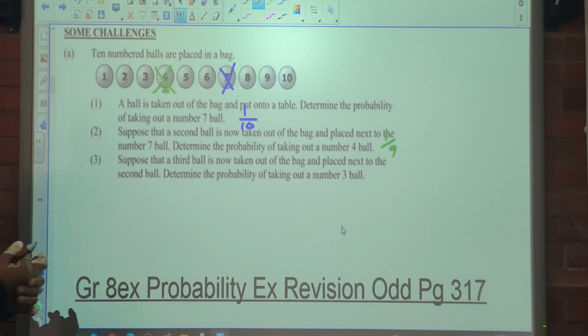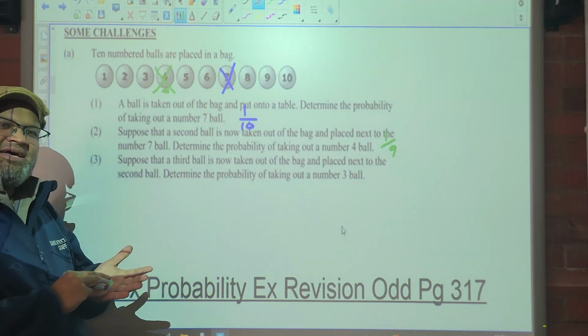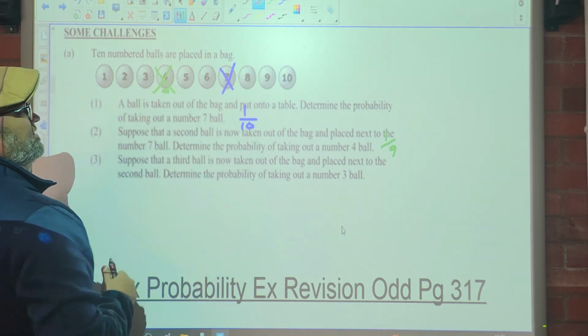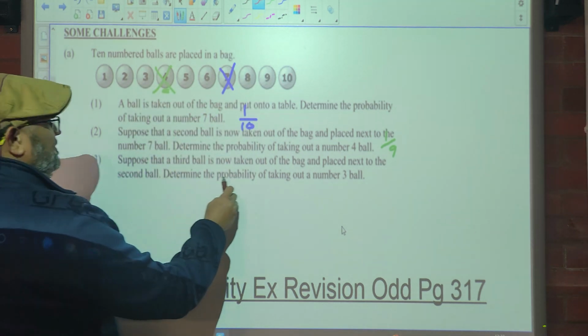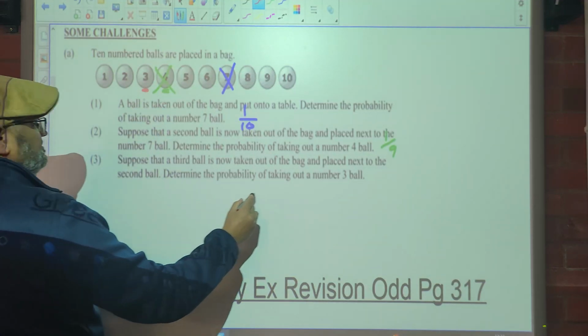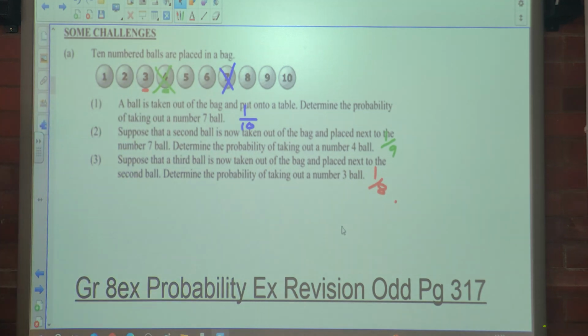Suppose the third ball is now taken out of the bag and placed next to the second ball. Which implies that the other 2 balls are still on the table. So how many balls have you got left now? 8. Determine the probability of taking out the number 3. How many 3s are there? 1. So it's going to be 1 out of 8. People, you guys understand? Easy, no?